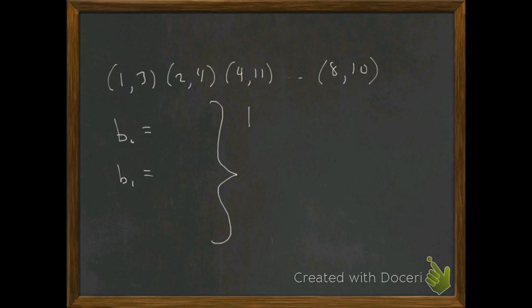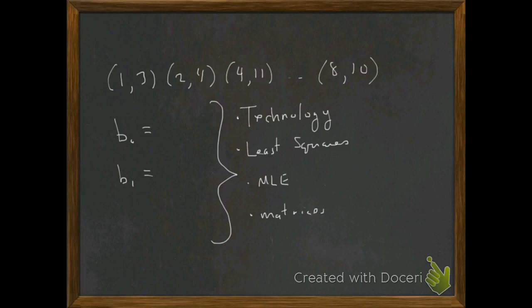Well, technology is by far the easiest. That's what I teach my 1500 level students. The TI-84, use R, SPSS, whatever it may be. But getting into really learning what's going on here, one is least squares. Another is maximum likelihood estimation. And another would be the matrix approach.